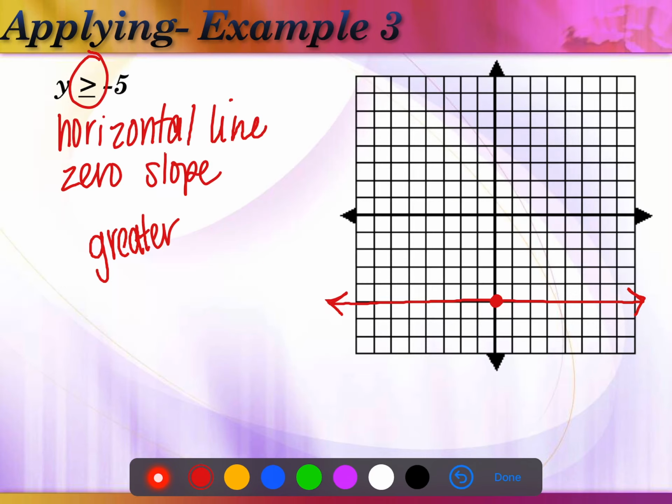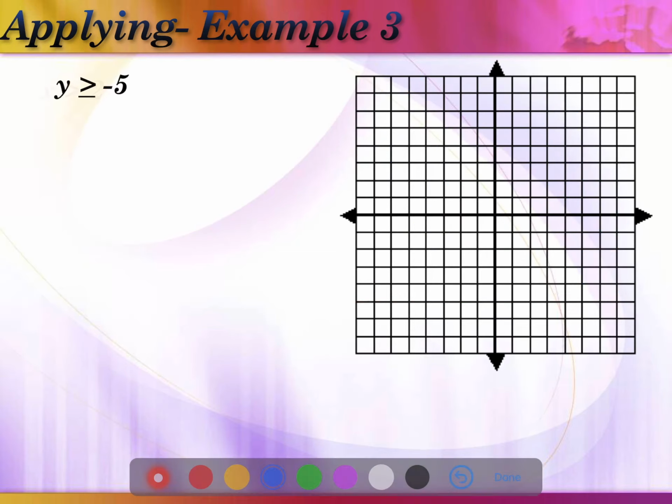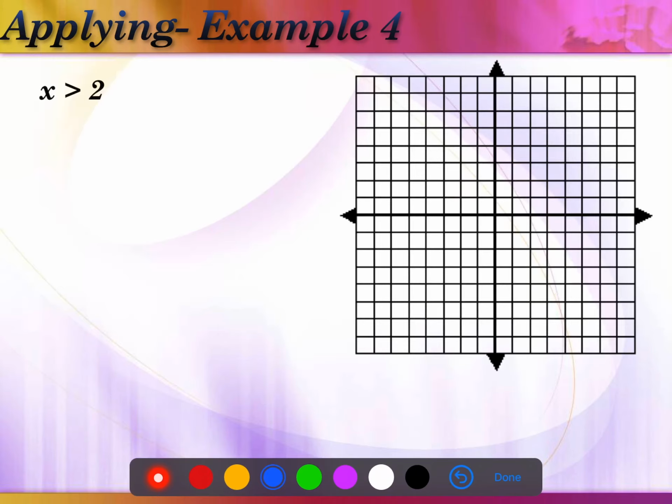All right, and now that is greater than, and greater says we should shade above. So with your pencil on your line, draw arrows that point above the line. For a horizontal line, that's pretty obvious. Then we can shade. So this is really very simple. If we have a horizontal line, we can now expect to see a vertical.